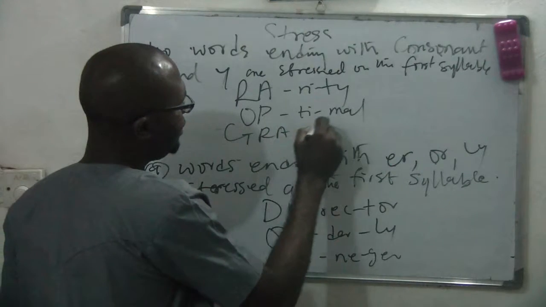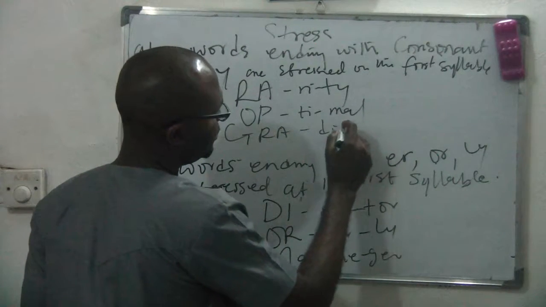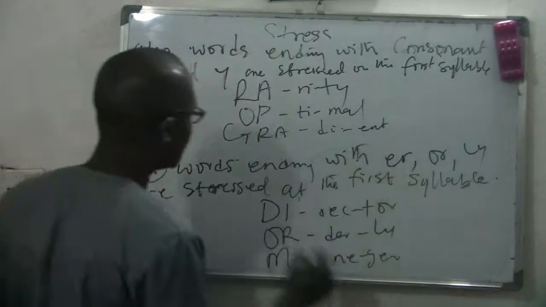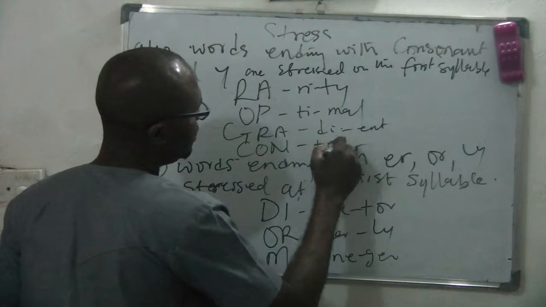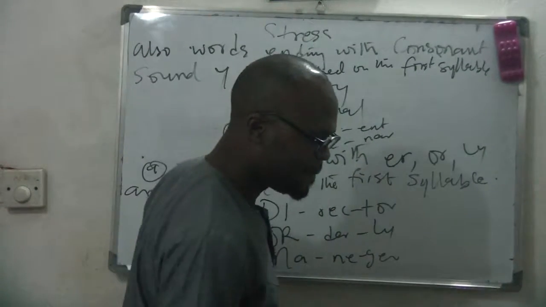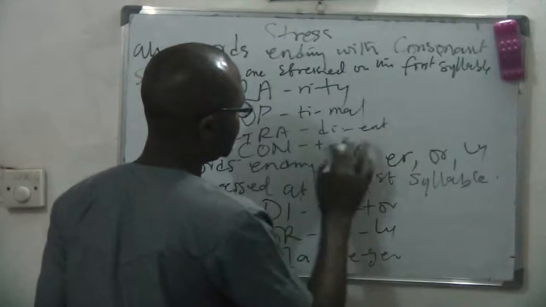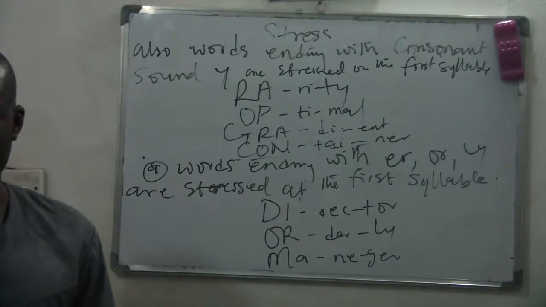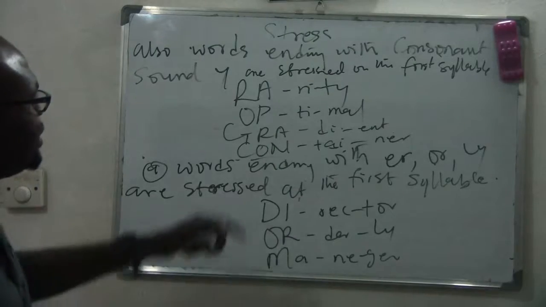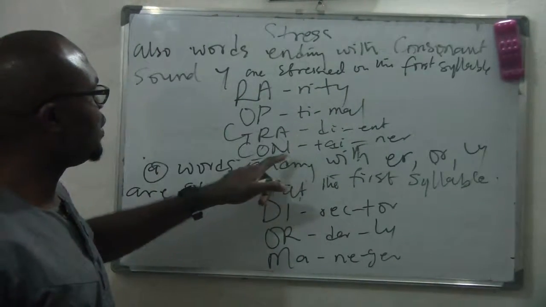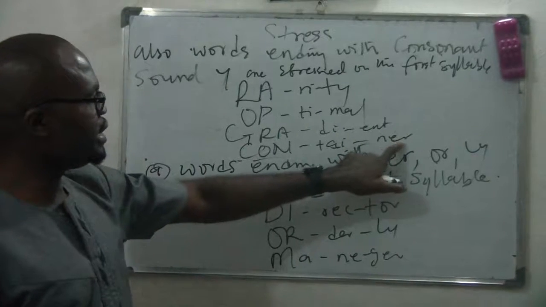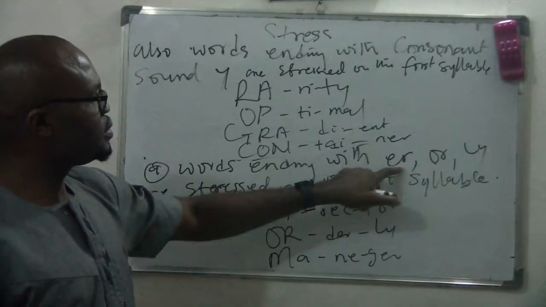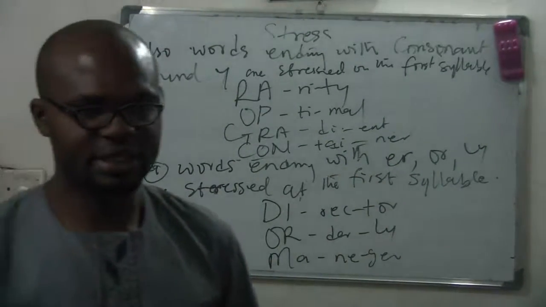Gradient. Gradient. Is that clear? Container. You also stress it on the first syllable. Is that clear? Yes. Words ending with Y. These other words. See, this one is ending with ER, just like we said before, is it not? Yes. So it also ends with ER and such other words as this. Is that clear? Yes.